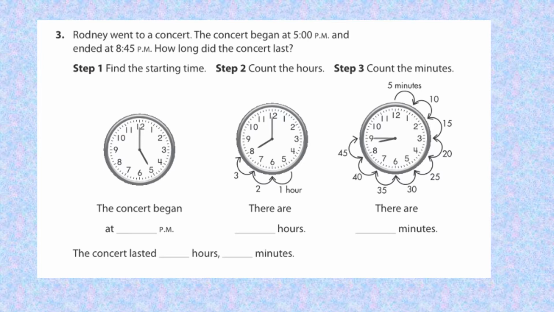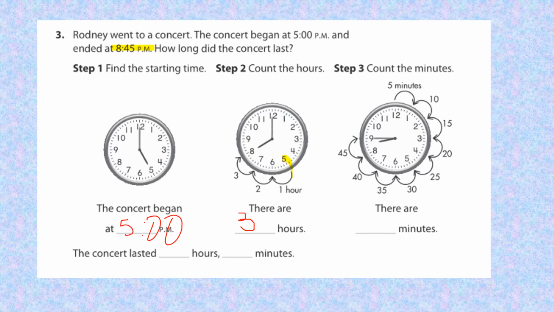So the first step that we are going to do is we are going to read the starting time. So the starting time tells us that it is 5 o'clock. So I'm going to just go ahead and write 5 o'clock in here. So it tells me that the concert ended at 8:45. So the first thing I'm going to do is count my hours. So from 5, I'm going to count 1, 2, and 3. So I had 3 hours from 5 o'clock to 8 o'clock.